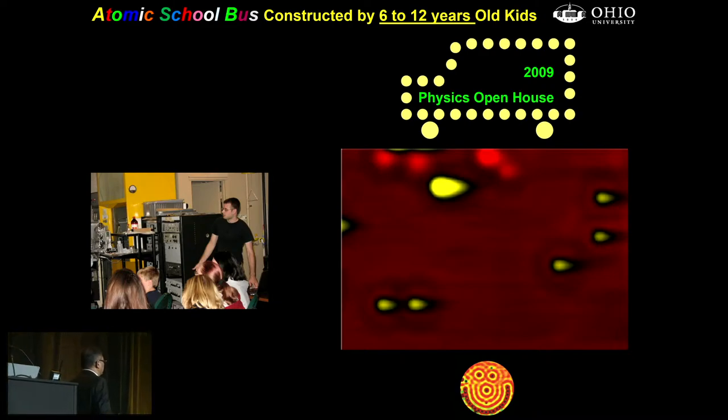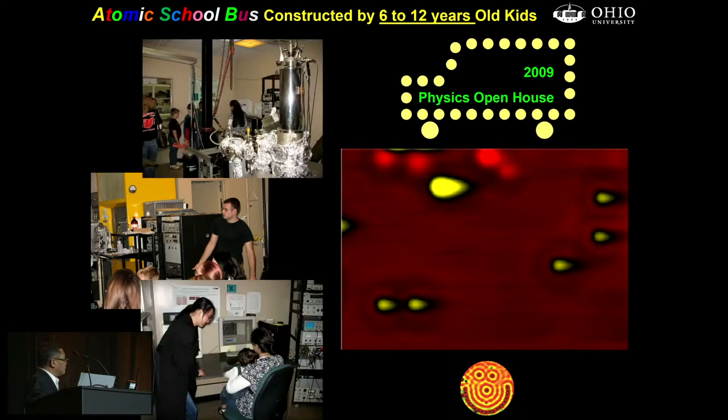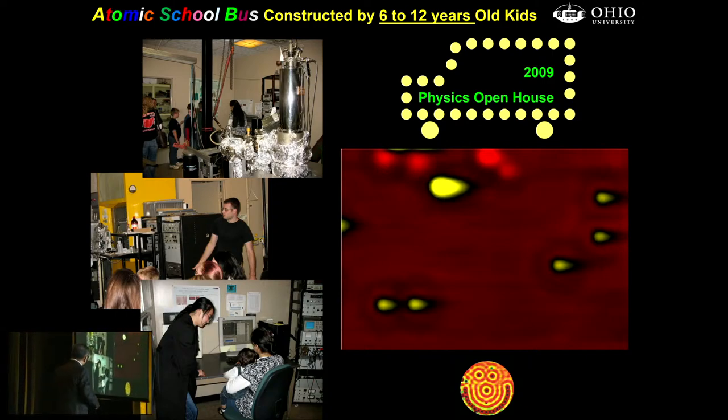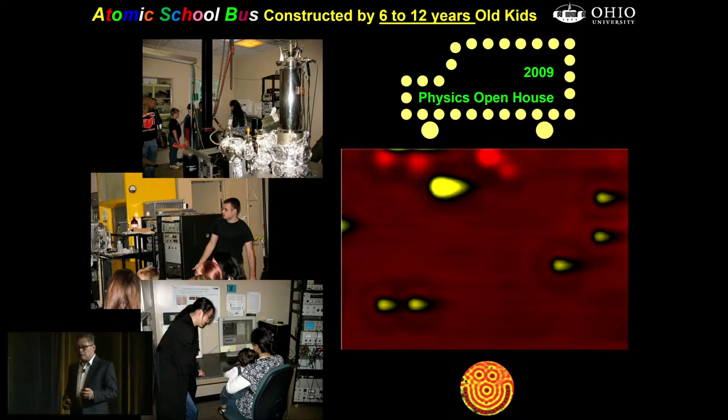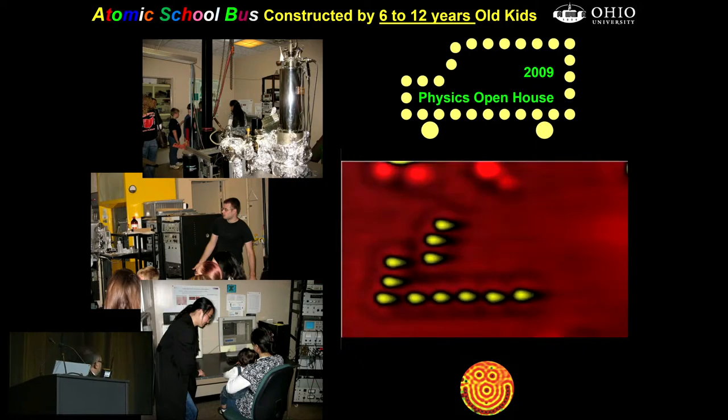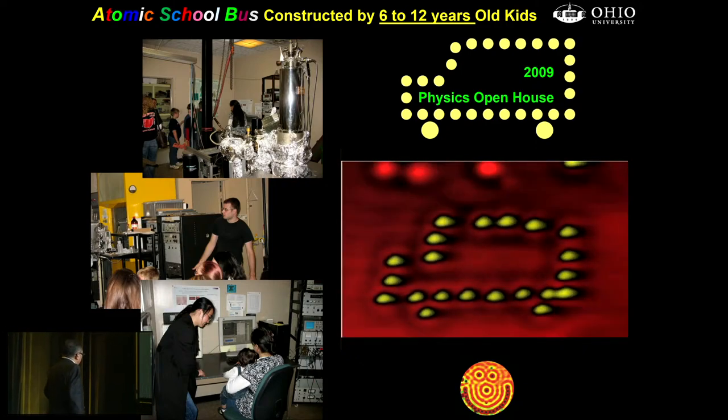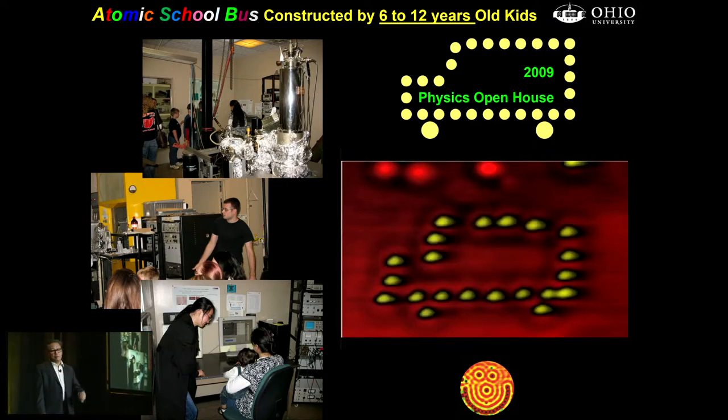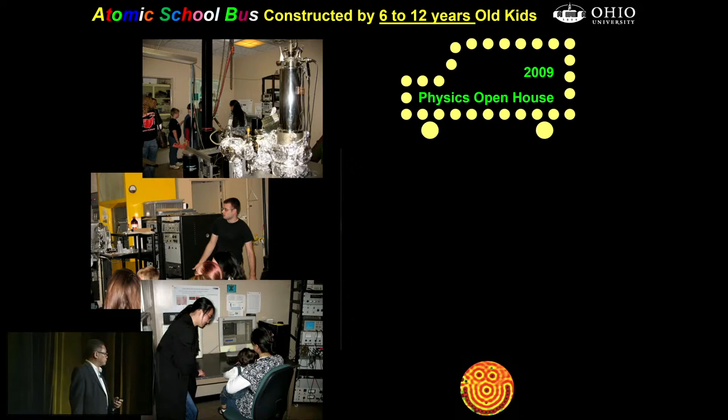Now, atomic manipulation is fascinating, but this is no longer high technology. In my lab in 2009, that's already something like 13 years ago, we opened up for a physics open house at Ohio University, and we invited 6 to 12 year old kids to come over to the lab, and I gave them a task. This is the atomic bus, to draw a little school bus with the atoms. These little kids are lining up, and my grad students are guiding them to build. Each kid moves one atom. So this is their work, and here is the little movie of atom manipulation, building the atomic school bus. So even 6 to 12 year old kids can now build and move individual atoms with atomic precision.